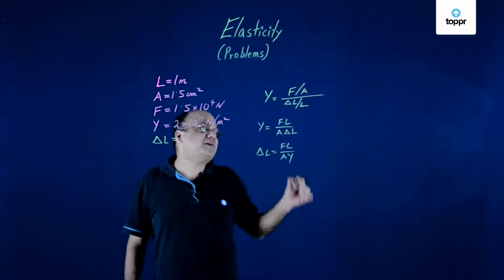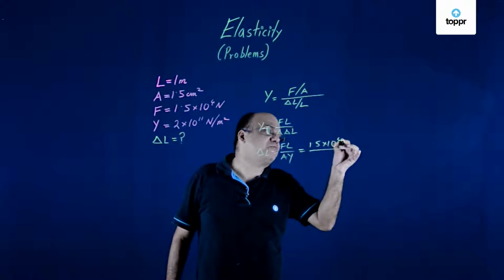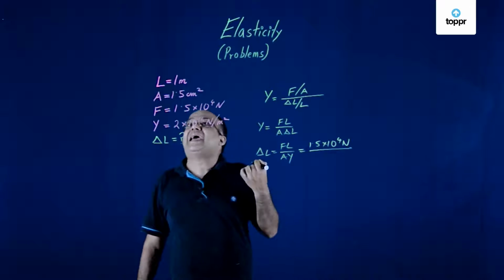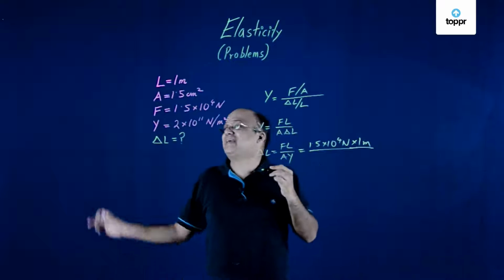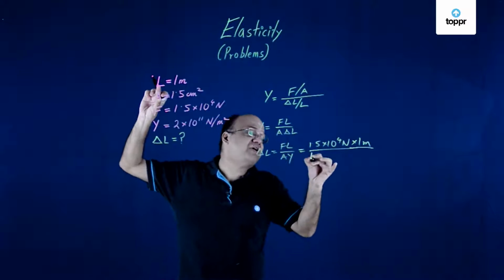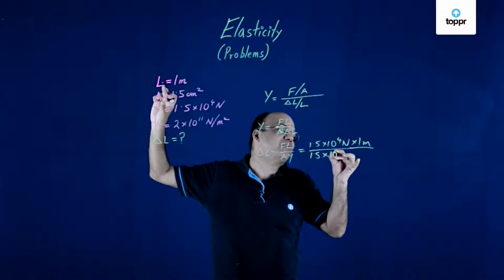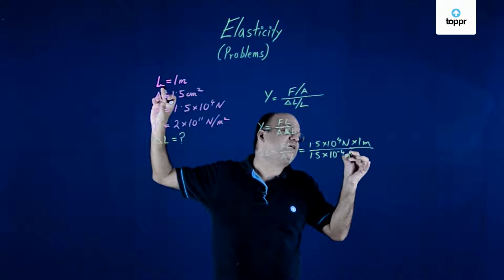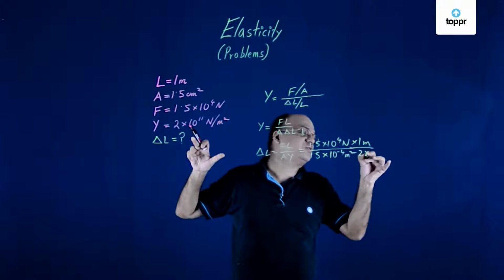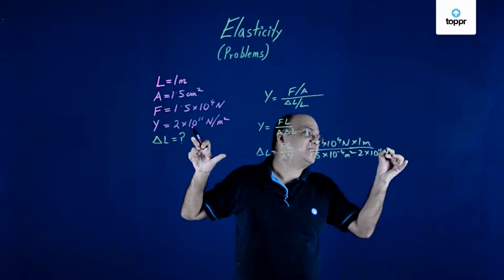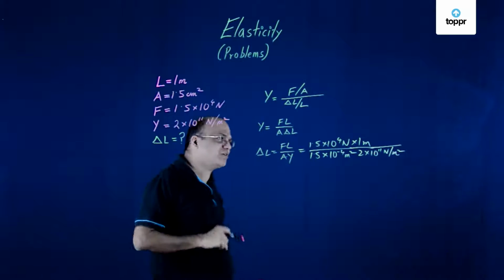So F is given 1.5 into 10 to the power 4 Newton. L is 1 meter. A is 1.5 centimeter square, so to convert to meter square, we multiply by 10 to the power minus 4 meter square. And Young's modulus is 2 into 10 to the power 11 Newton per meter square. So this is the equation you've got.